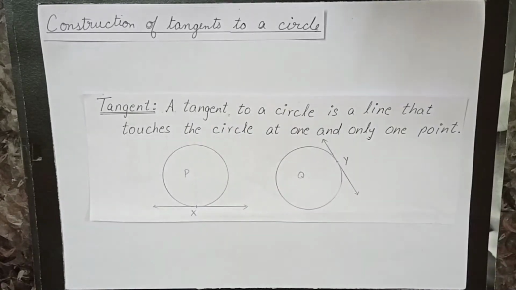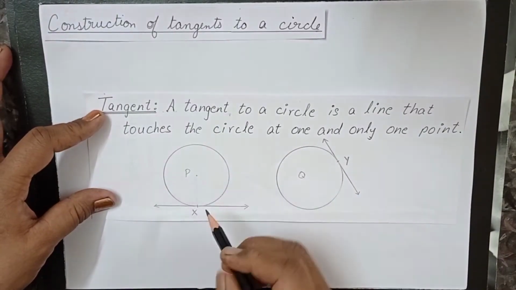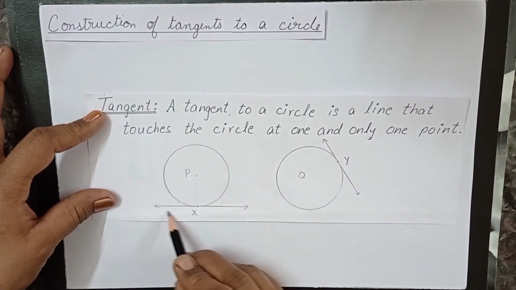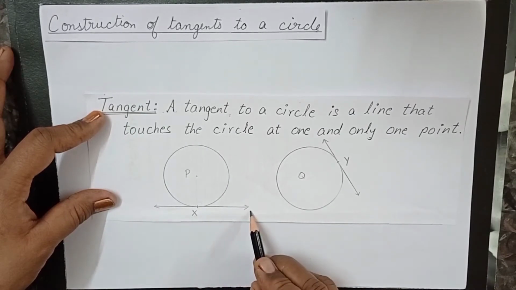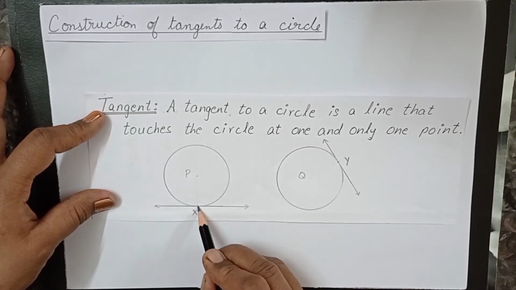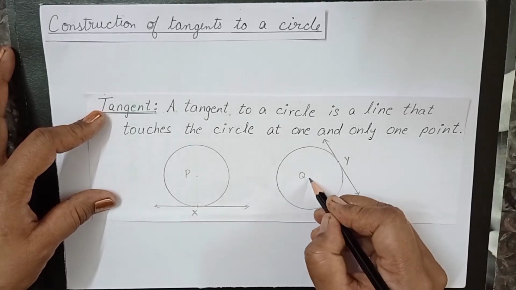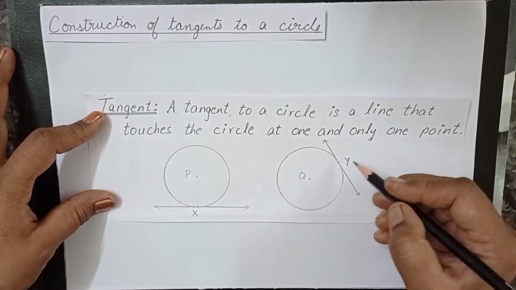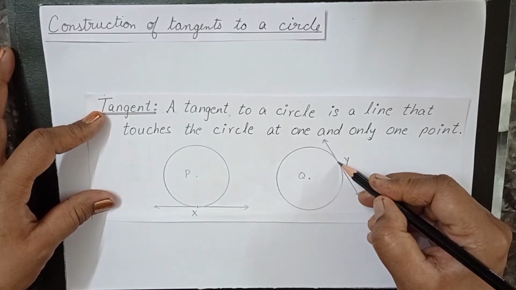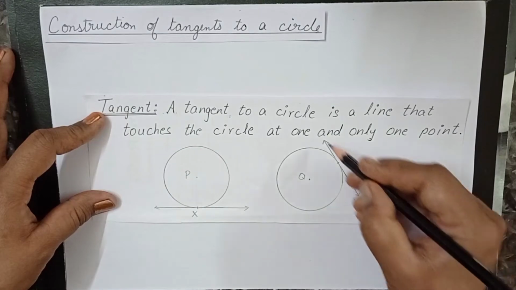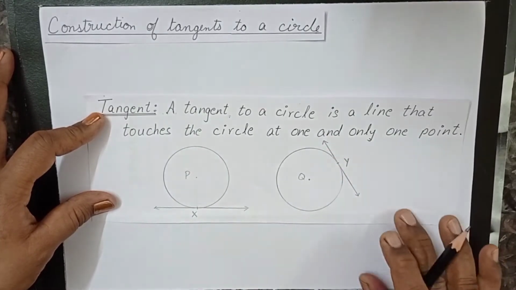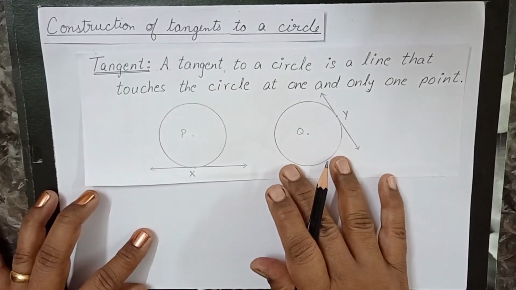For example, these two circles. Here I have a circle with center P. This circle has this tangent, and this tangent is touching the circle at one and only one point, which is point X. Similarly, this is a circle with center Q, and Y is the point of contact, and there is one and only one point through which the tangent is touching the circle. Okay, so this was the first thing.